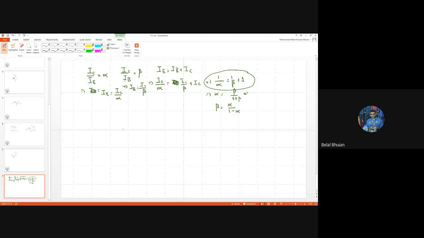The problems where we have to use Thevenin's are essentially those types of problems. For example, we have an NPN BJT. Let's say like this. And in the base terminal, there is a branching. So something like that.